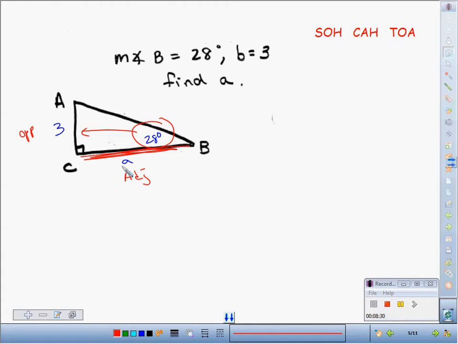So I'm dealing with opposite and adjacent. What trig function do I want to use? Sine, cosine, or tangent if I have opposite and adjacent? Well, that's this one right here, which is tangent.